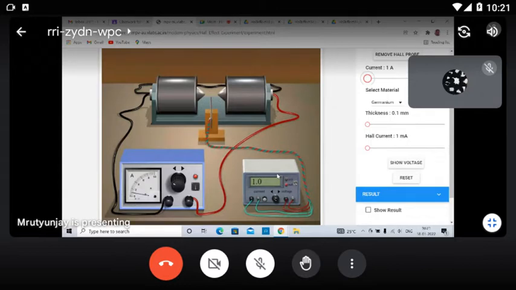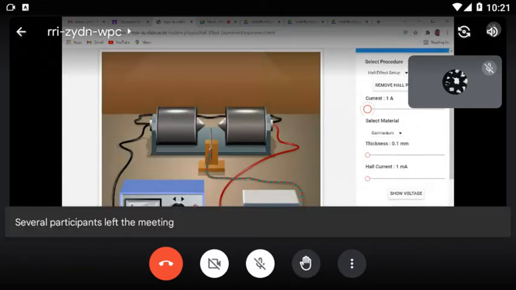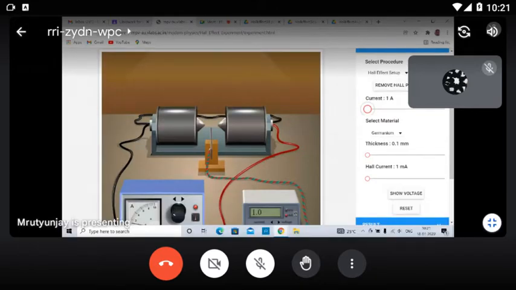Yes, for table 1, 3 and 5, it should be 1 ampere. Okay, and procedures, what to select? Hall effect setup, because right now we are going to note all the observations. Then after completing observation for 1 ampere, that means observation 1, you need to change the current to 2 ampere. Perform the experiment for table 2.